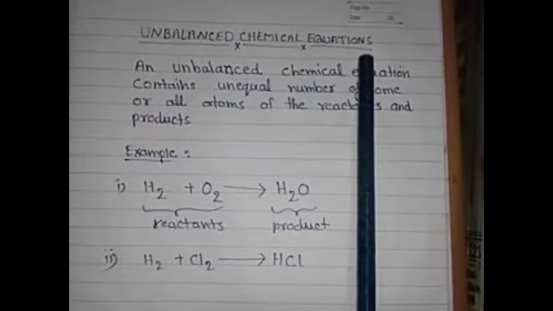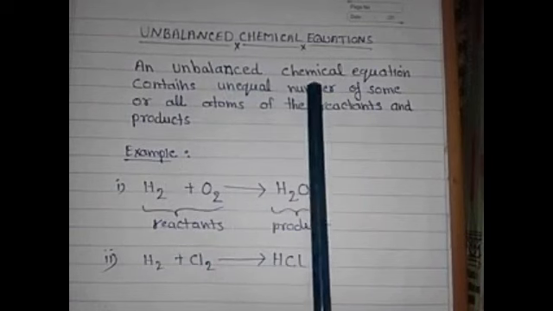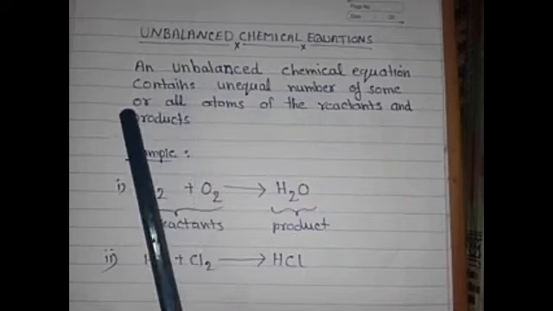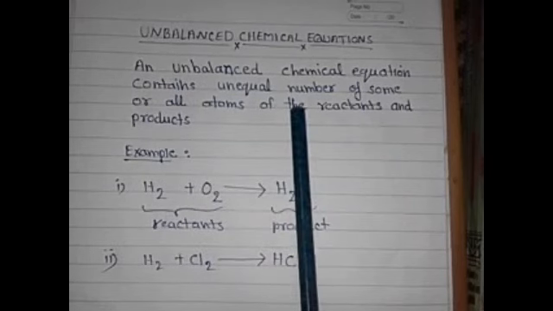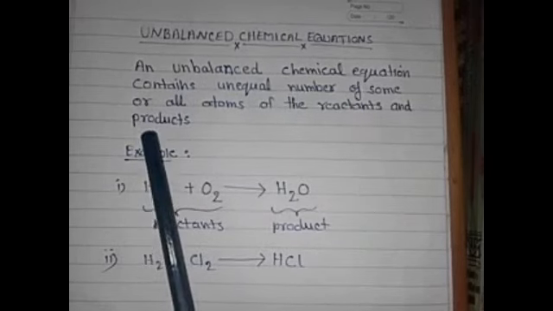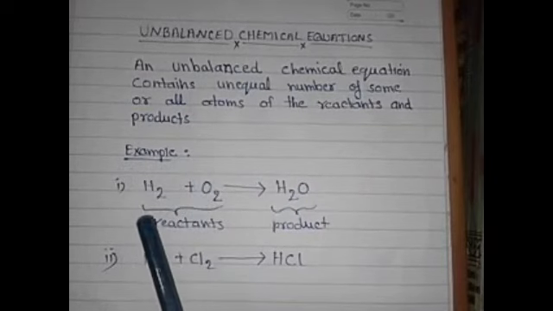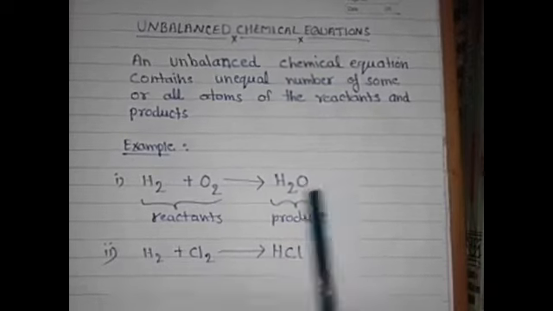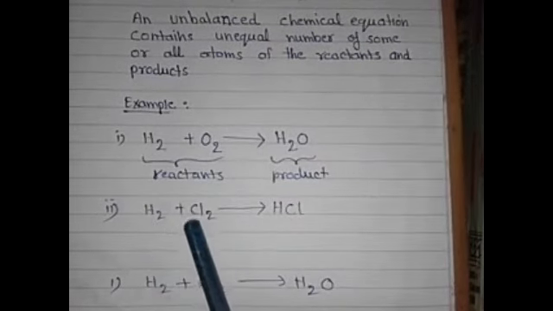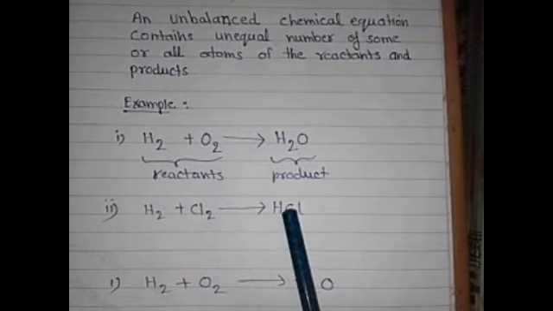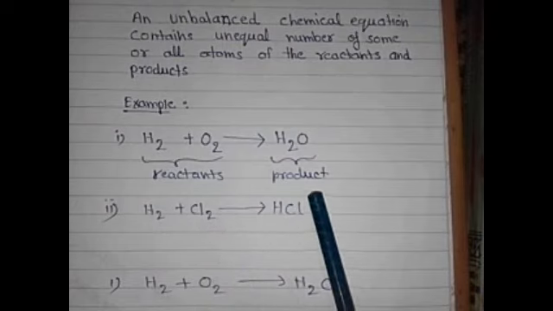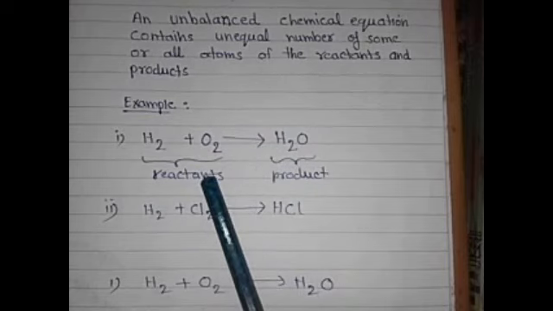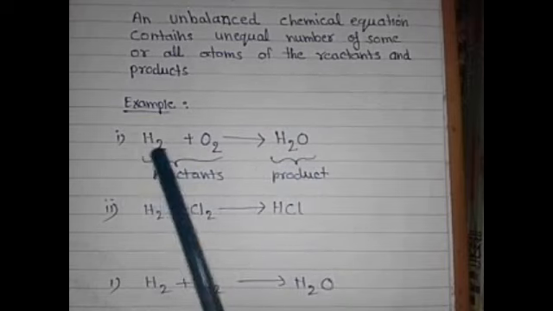Unbalanced chemical equations. An unbalanced chemical equation contains unequal numbers of some or all atoms of the reactants and products. For example, H2 plus O2 is equal to H2O. Another example, H2 plus Cl2 is equal to HCl. In the above equations, the atoms of the reactants and products are not the same.